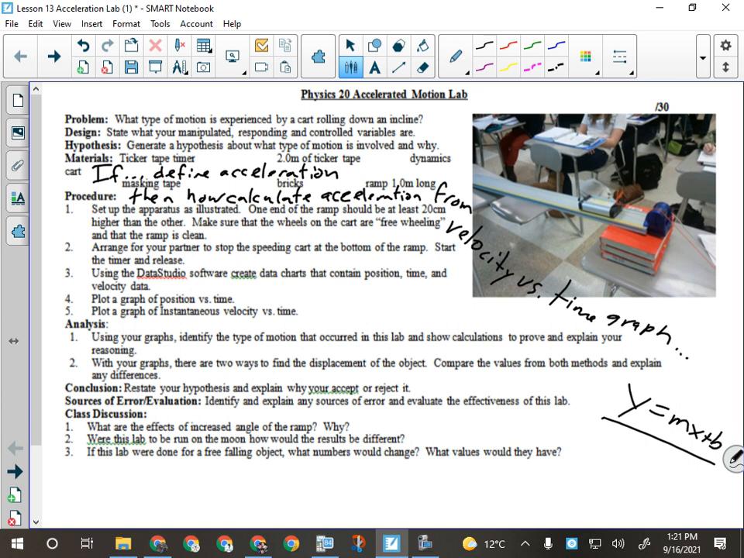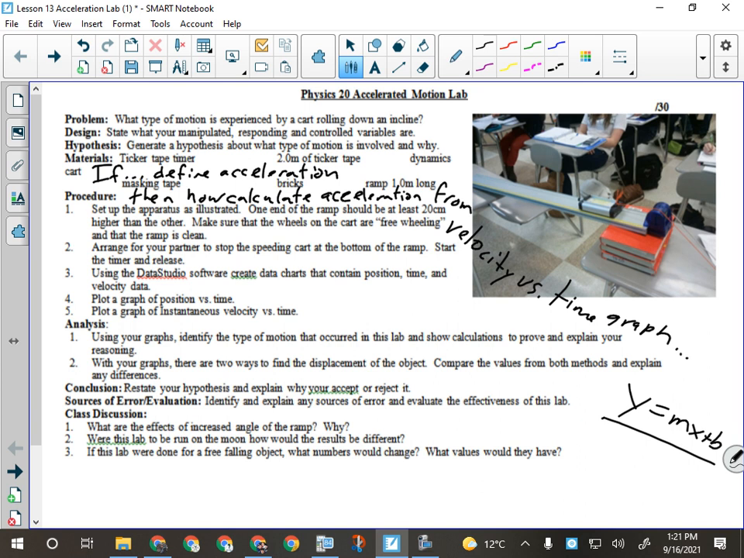Okay, when the cart goes down the ramp, what happens to it? It accelerates, speeds up. What does that look like on a velocity time graph? Right, diagonal line. Its velocity increases uniformly over time. Okay, what's your position versus time graph going to look like? Right, it's going to be curved.